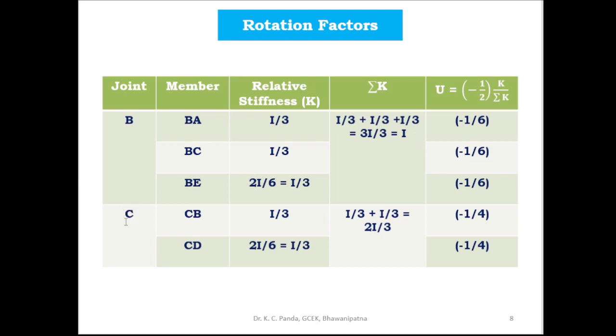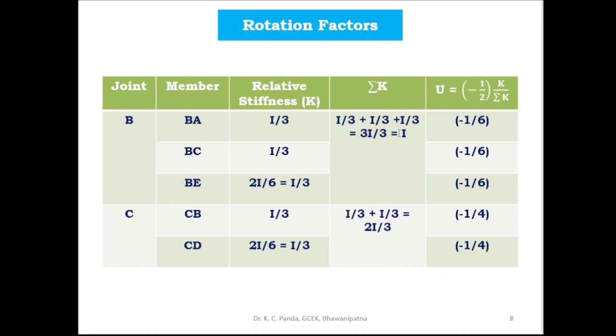Then take joint C. At joint C there are two members meet, CB and CD. The relative stiffness of the member CB is I by 3, that is KCB is equal to I by 3, and KCD is equal to I by 3. Then find the relative stiffness of the joint C. KC is equal to KCB plus KCD. As you know, KCB is I by 3 and KCD is I by 3, so I by 3 plus I by 3 is equal to 2I by 3.